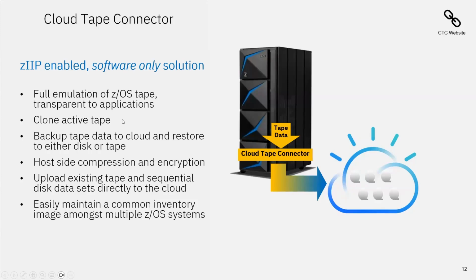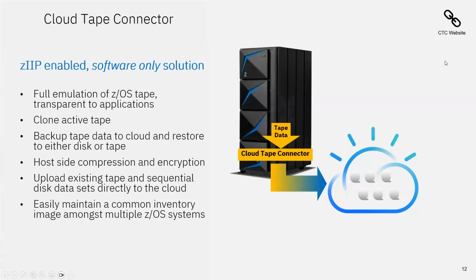One of the nice features it has is that it can also clone active tape. So we've talked to clients, and they say, yeah, I have virtual tape, but I want copies of specific data not only to be in my tape, but also in the cloud for resiliency. And Cloud Tape Connector can do that for you. You can also back up tape data to cloud, and restore to either disk or tape. It has both compression and encryption, and it has just various features to look at.